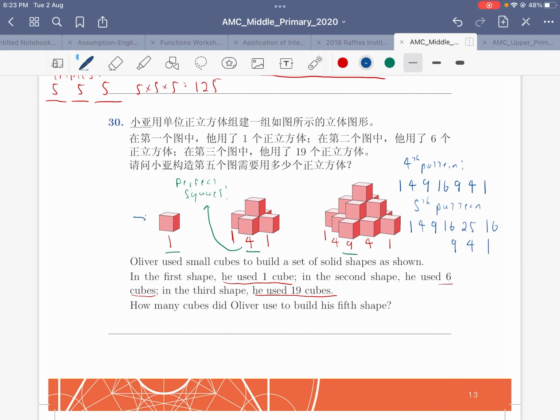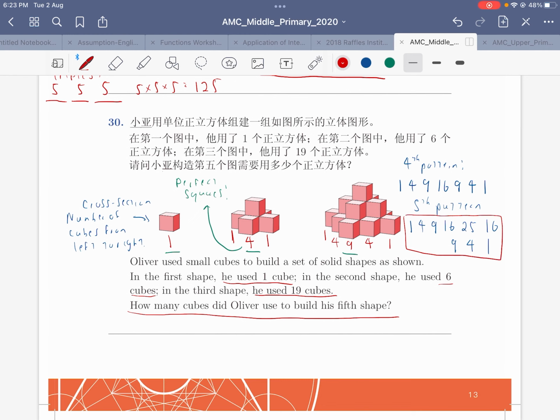We can look at the cross section to try and tackle this question, and take a look at the number of cubes from left to right, because it's growing in this cross section like fashion. That's why it has prompted us to look in the cross section way. But is that the end? No, right? We still need to find the number of cubes. How many cubes did Oliver use to build his fifth shape? Which is really just the sum of all these numbers. Now the sum of all these numbers is really nice. You guys can add them up, and then we get a final answer of 85.